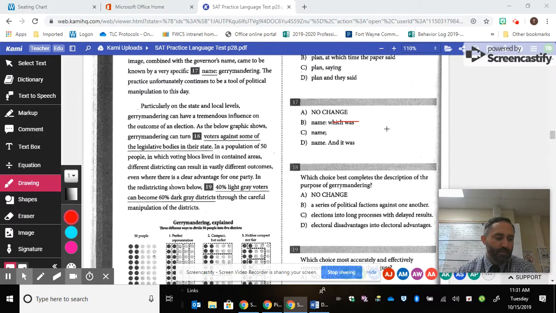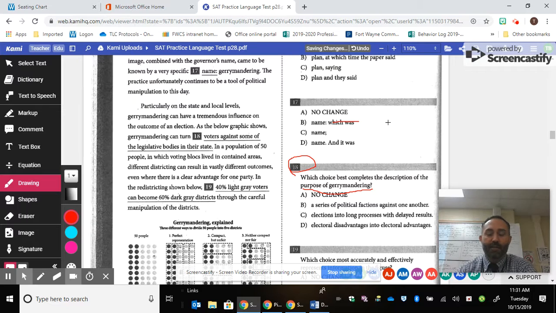So two other questions related to content came in a part of the test that was about gerrymandering and what that was. And one of the things that threw my students for a loop, most of them are juniors and haven't taken the U.S. history course. It would have given them some background on gerrymandering and what it is. But even if they hadn't taken that material, if we'd read closely, you should still be able to get to the correct answers. But question 18 asks which choice best completes the description of the purpose of gerrymandering?